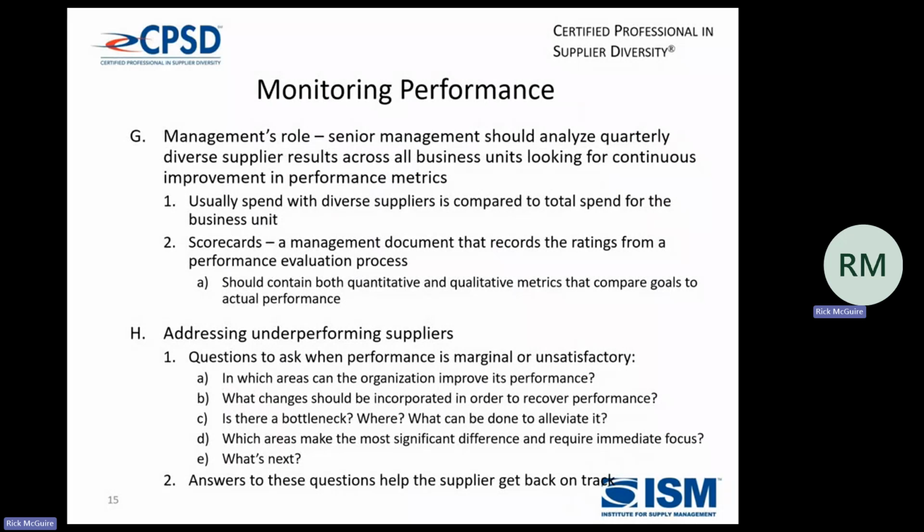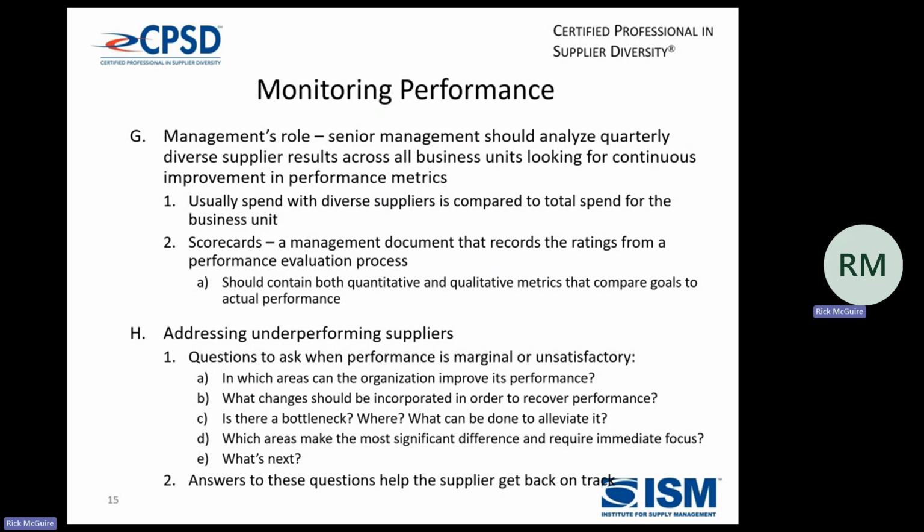Management's role. Senior management should analyze quarterly diverse supplier results across all business units, looking for continuous improvement. Usually spend with diverse suppliers is compared to total spend for the business unit. And you can also develop scorecards, which is a document that records the ratings from performance evaluations or your performance metrics. It should contain both quantitative and qualitative metrics with what the goals are and what the actual performance was.